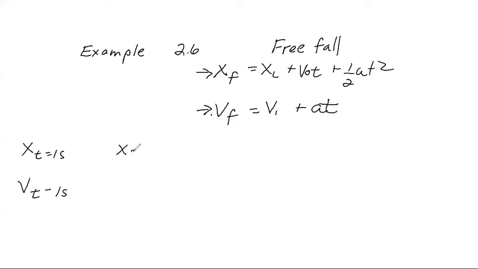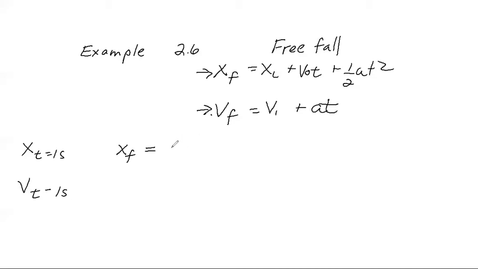So x final, this is what we are looking for. And we're going to ignore air resistance, which makes it easier to solve. I'm going to call the initial position 0. What's its position and velocity after 1 second, 2 seconds, and 3 seconds? So we'll call the top 0, and we'll call the downward direction positive, if you will.